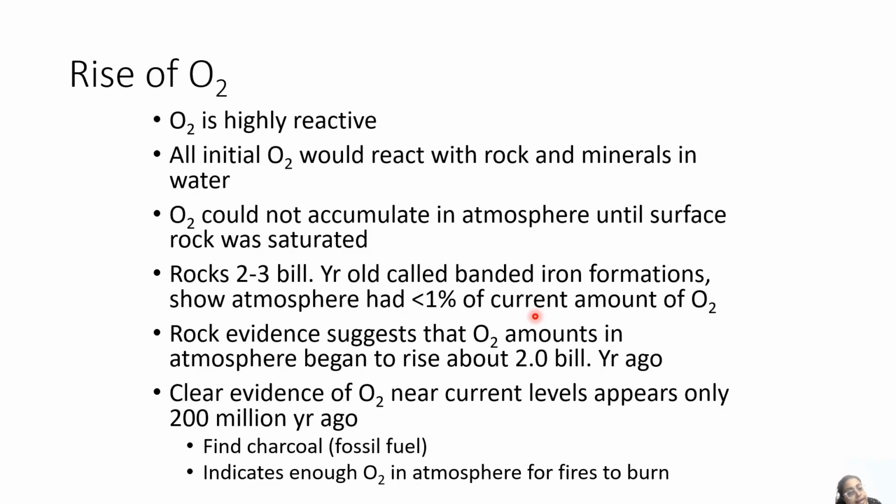Now, O2 is highly reactive. All initial O2 would react with rock and minerals in water. O2 could not accumulate in the atmosphere until surface rock was saturated. Rocks 2 to 3 billion years old, called banded iron formations, show that the atmosphere had less than 1% of the current amount of O2. Rock evidence suggests that O2 in the atmosphere began to rise about 2 billion years ago. Clear evidence of O2 near current levels appears only 200 million years ago.